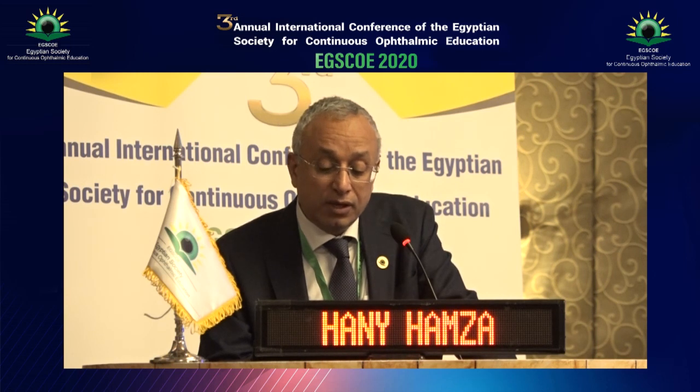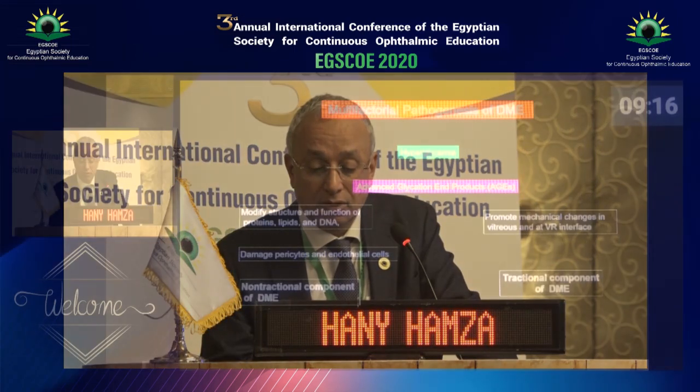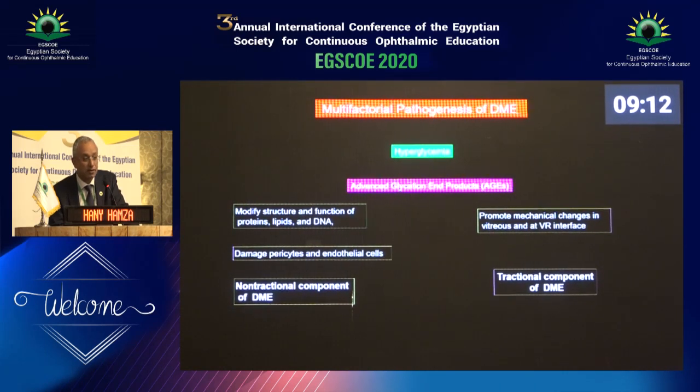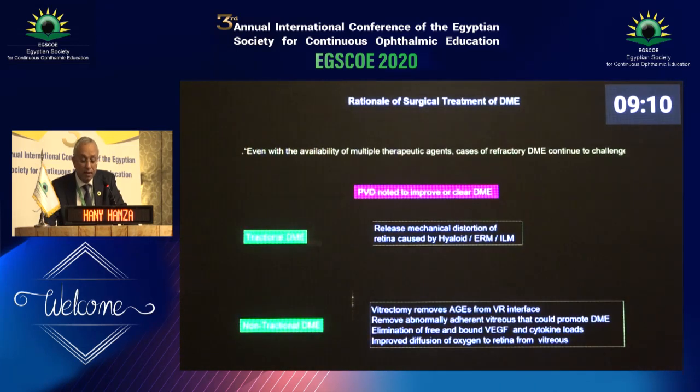On the other hand, we have the promotion of mechanical changes in the vitreous and the vitreoretinal interface, and this forms what we call the tractional component of DME. So we have two separate components, a non-tractional one and a tractional one. What's the rationale of surgical treatment of DME? Even with the availability of multiple therapeutic agents, cases of refractory DME continue to challenge physicians.